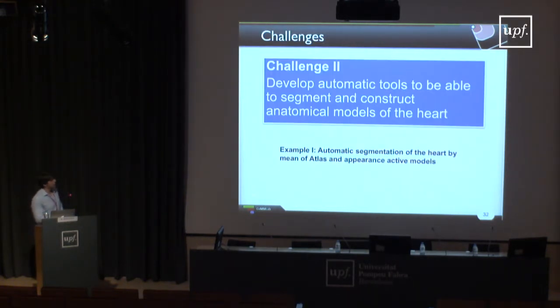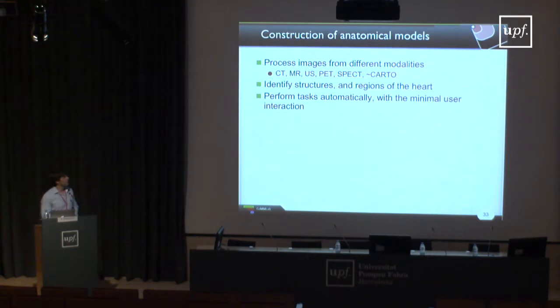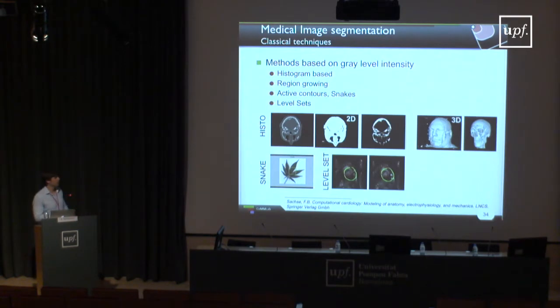The second challenge was to develop automatic tools to be able to segment anatomical models of the heart. Well, there has been a lot of research in this sense, okay? The idea is that we need to segment different modalities to identify structures, right and left ventricle, endocardium, epicardium, everything, okay? Not only from CT, which would be the most obvious, but from MR and ultrasound. And we want to do it as automatically as possible because this is very, very time consuming. Those who have suffered manual segmentation of the heart, if there is anyone here, will know that this is very time consuming and a bit frustrating sometimes.